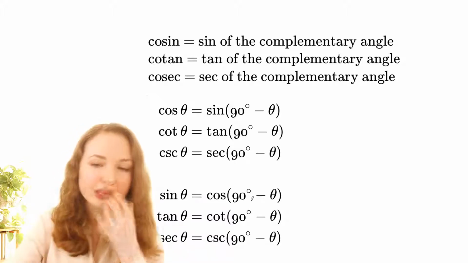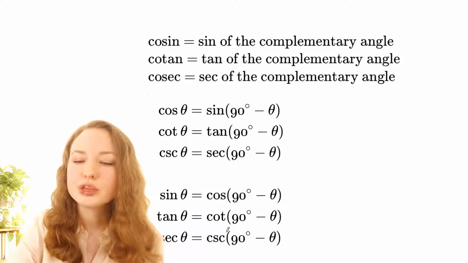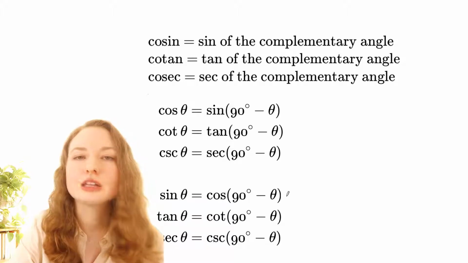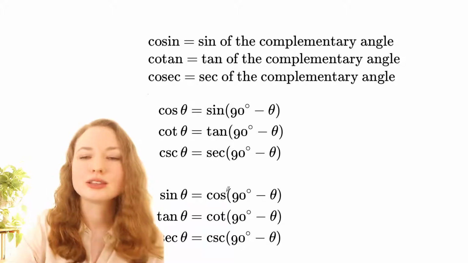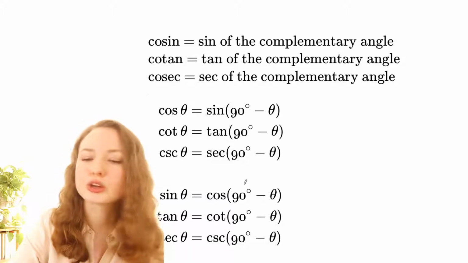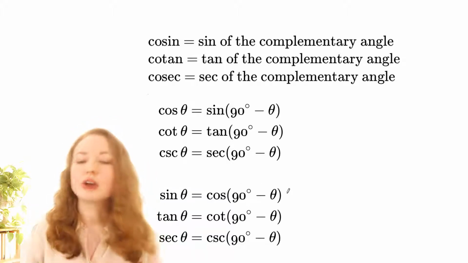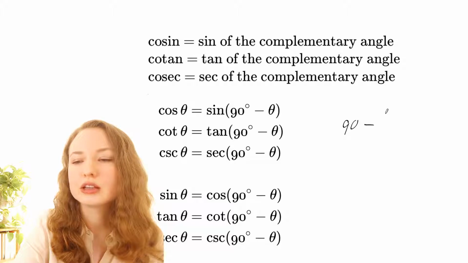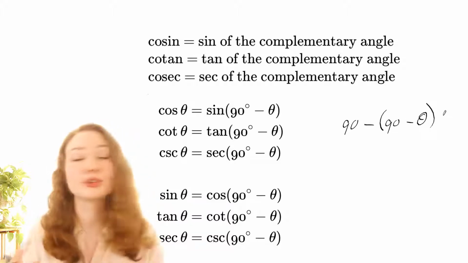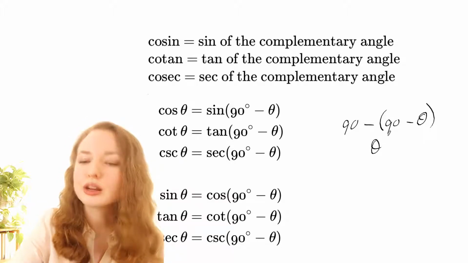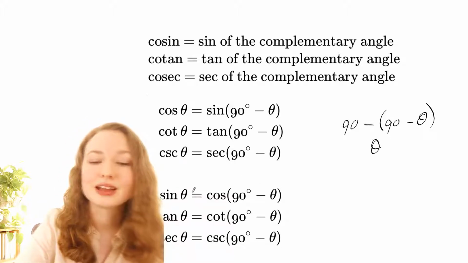Now you can also get these ones, which if you think about like cos of 90 minus theta, remember cos is sine of the complementary angle. So what's the complement of this? Well, you can think of it as 90. You can think of it algebraically like 90 minus theta. If you simplify that, that just gives you theta. So cos 90 minus theta is sine theta.